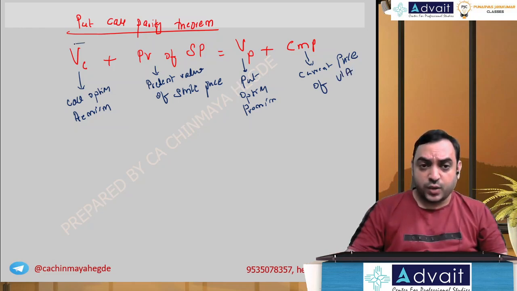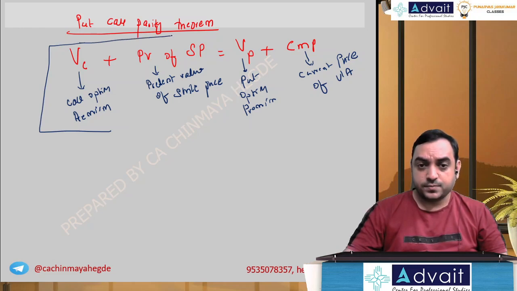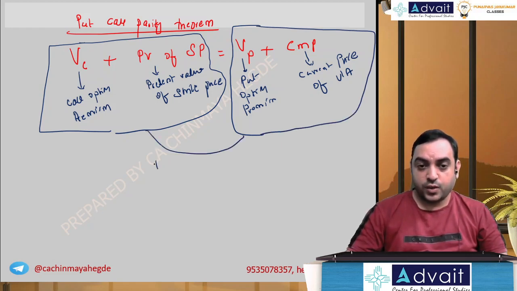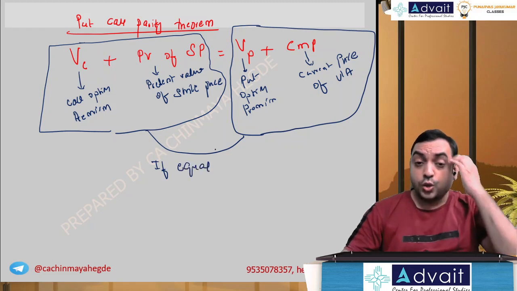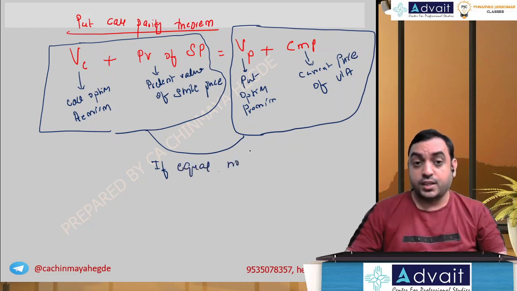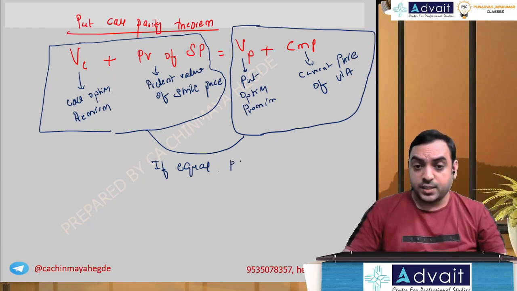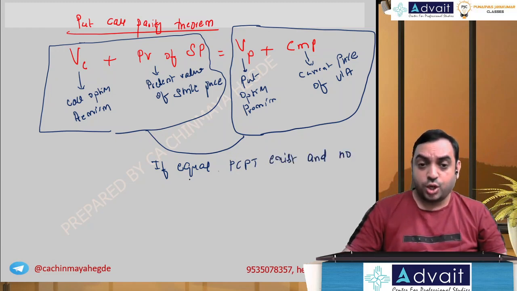So if this left hand side is equal to this right hand side, then what does it mean? No arbitrage opportunity. So if they are equal, the put call parity theorem, PCPT, exists and there is no arbitrage opportunity.